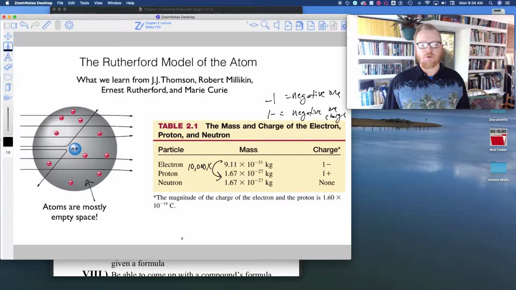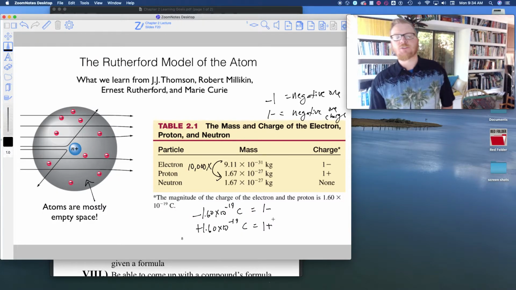But now look at this little asterisk right here. The magnitude of the charge of the electron and proton is... So that means the electron is -1.60 times 10 to the minus 19 coulomb. That's a very, very small number, okay? And then the proton is positive 1.60 times 10 to the minus 19 coulomb. Now I put the negative sign because that negative sign is in reference to that C for coulomb, okay? So now what we do in chemistry, we say this is all equivalent to 1 minus. And we say this is all equivalent to 1 plus.